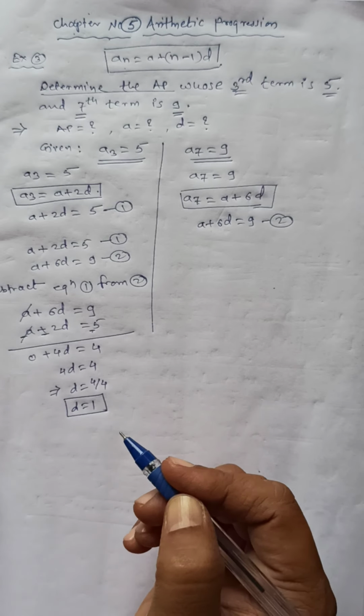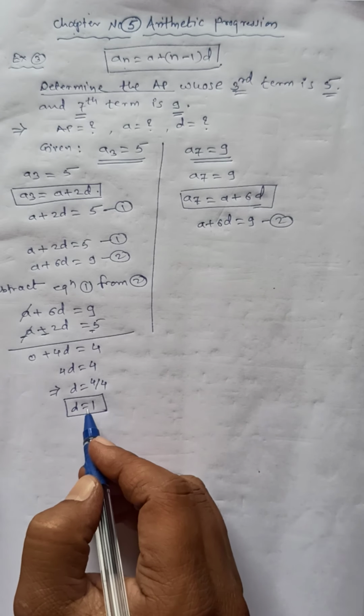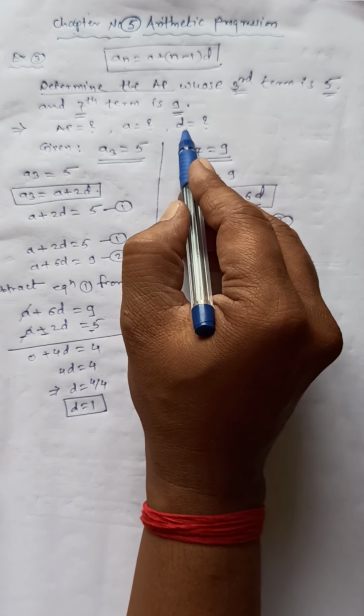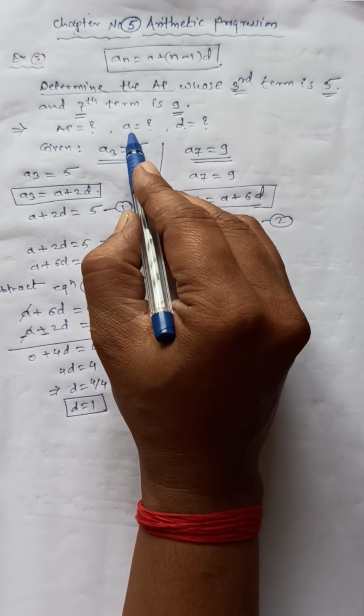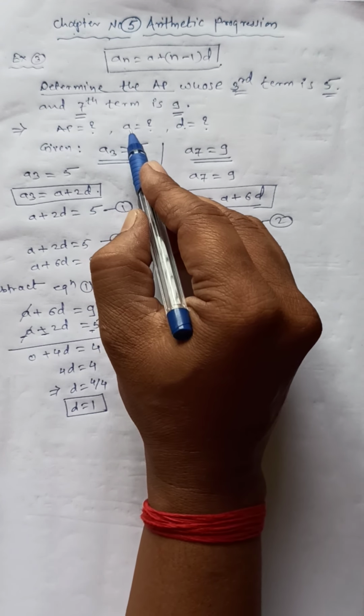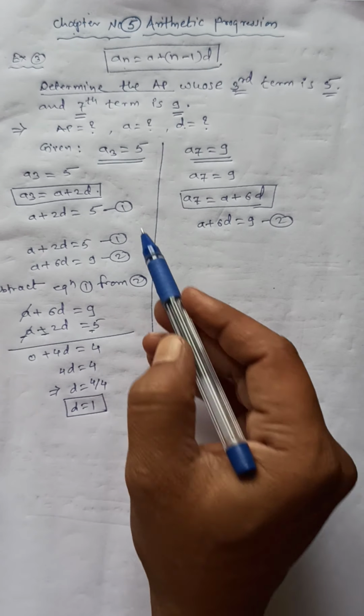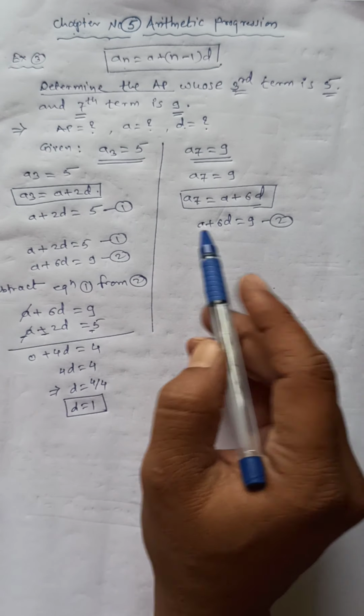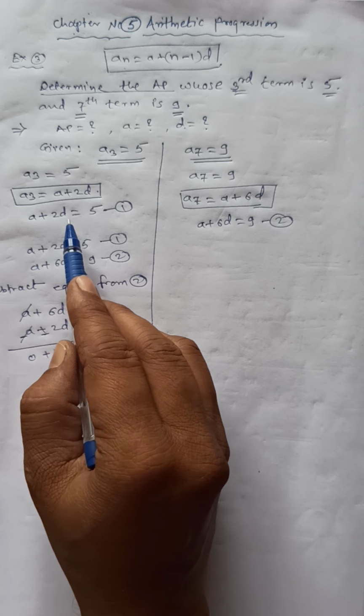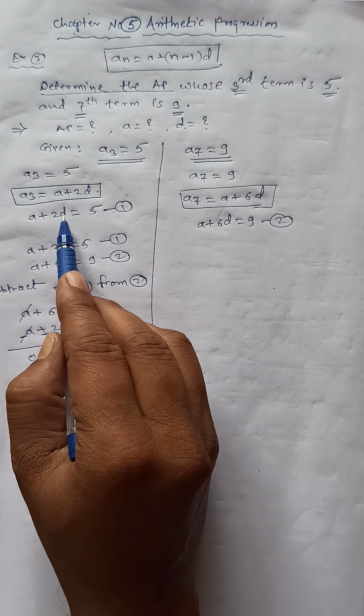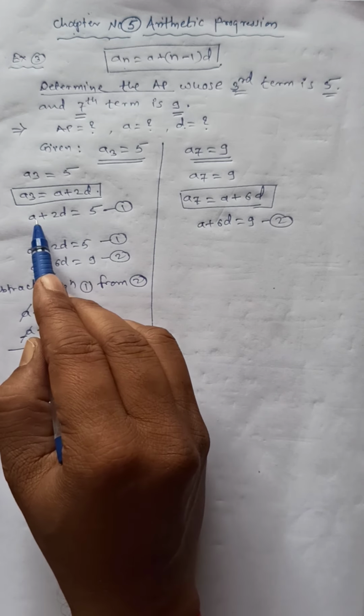We got the difference d. Now again one more thing: I want a. How can we find a? For finding a, you can choose either equation 1 or 2, and in that equation we can substitute the value of d, and you will get the value of a.